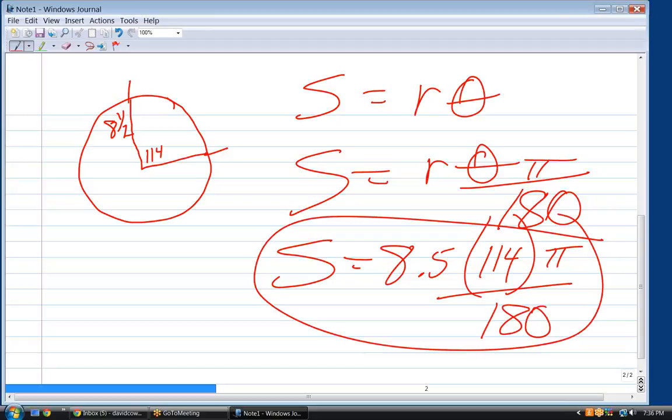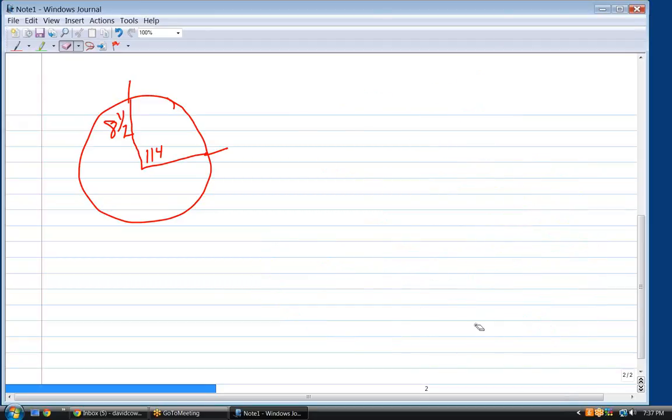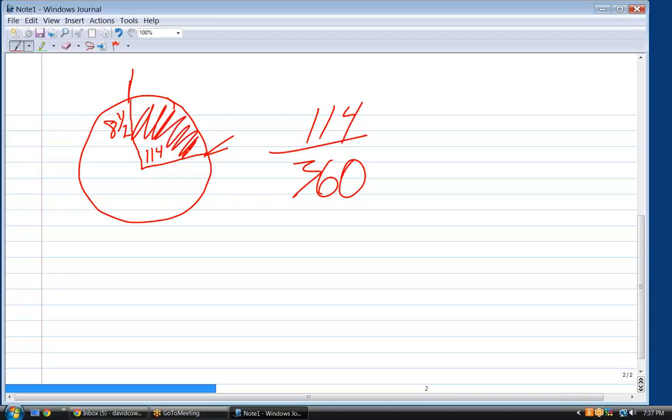Now, the reason I asked if it was trig, requiring these formulas, is that this is actually a problem that you can figure out geometry-wise also. Let me just show you real quick. Notice that this arc length has to be 114 over 360 percentage of the full circumference. See where I get that? Just like this sector area is 114 over 360 times pi r squared.